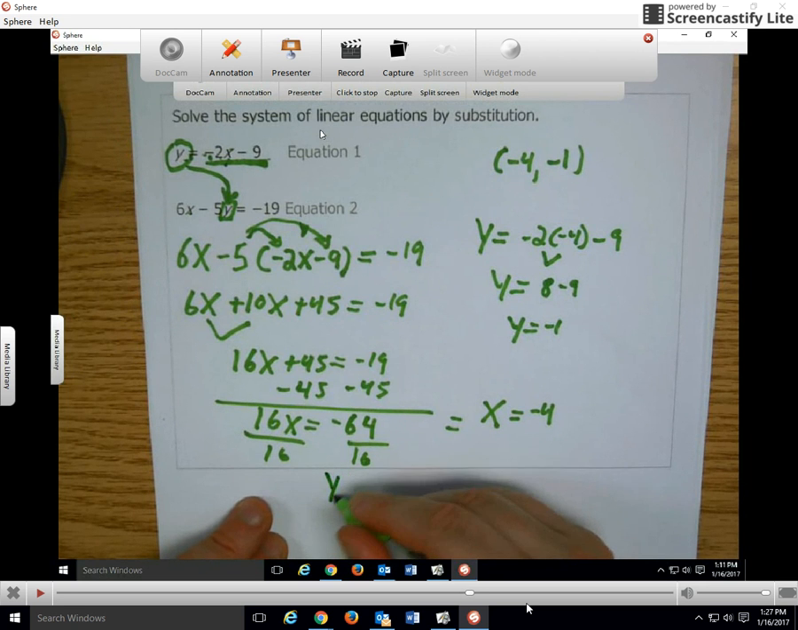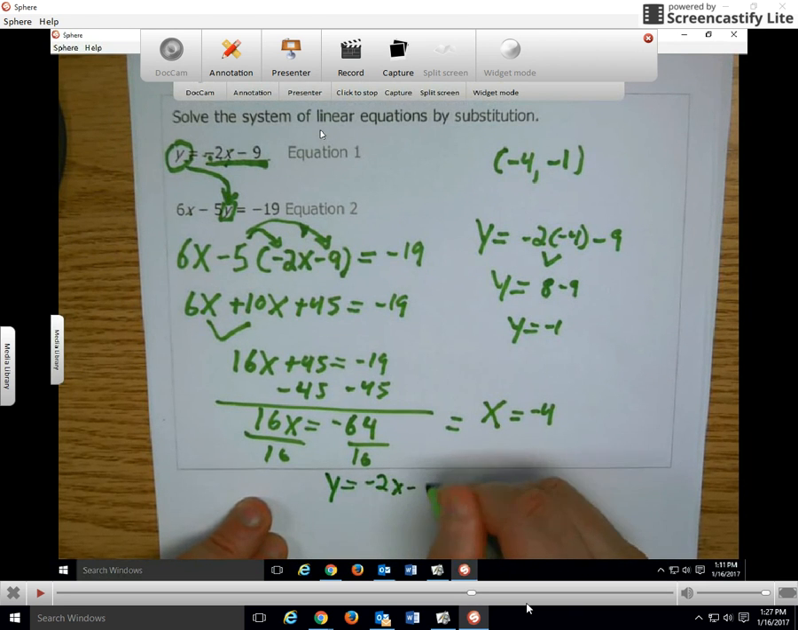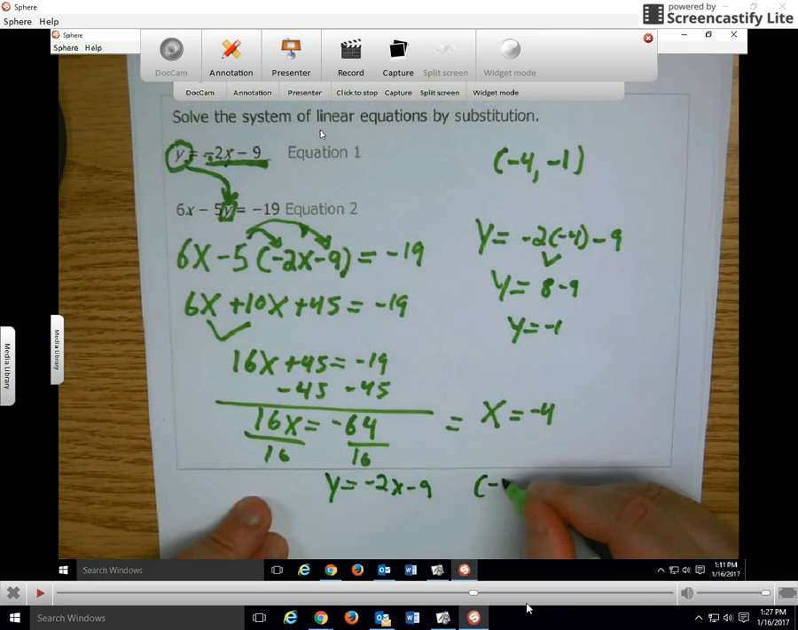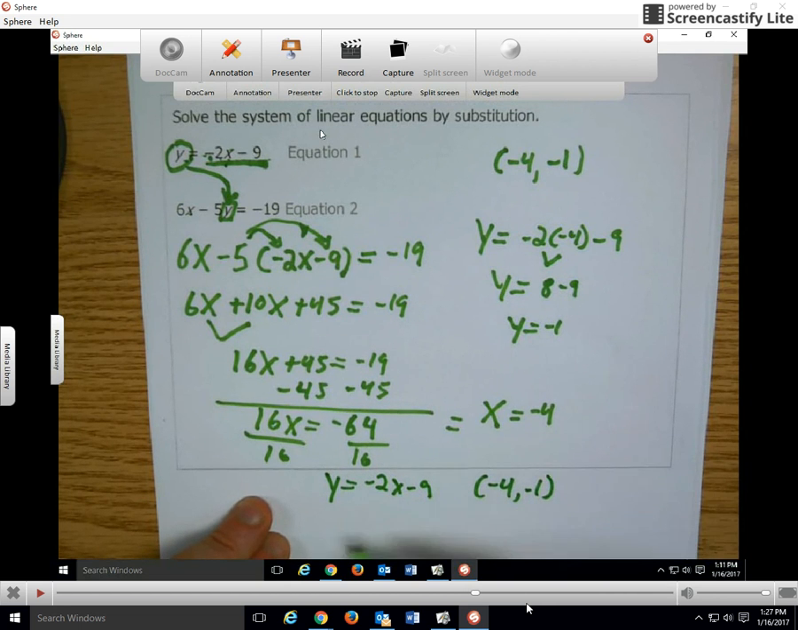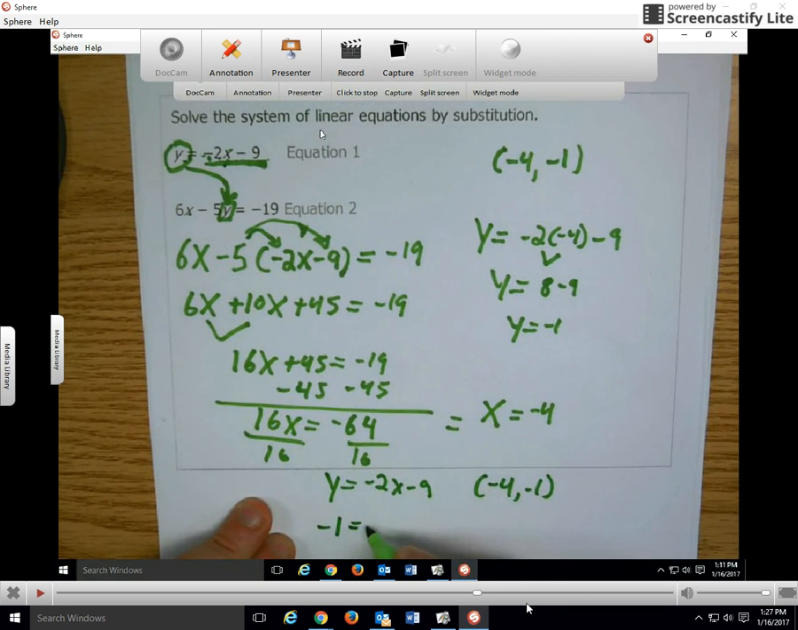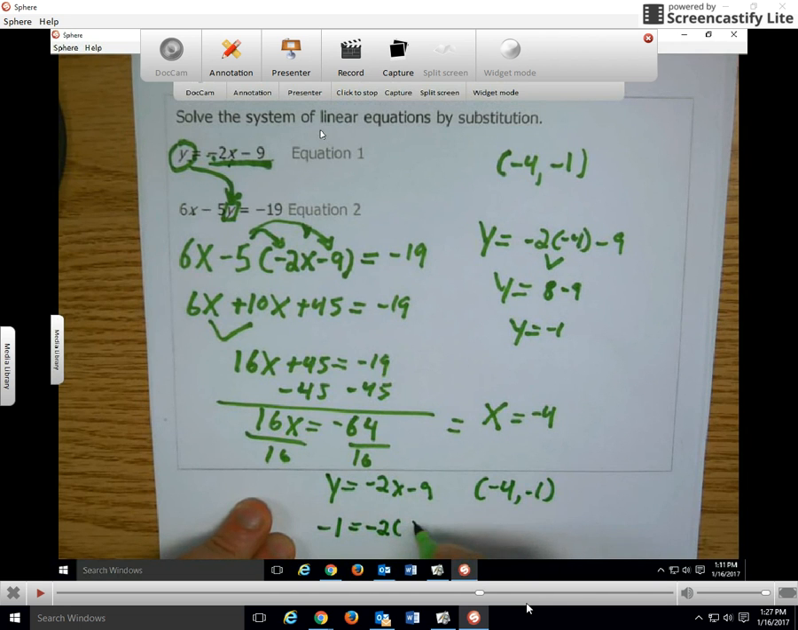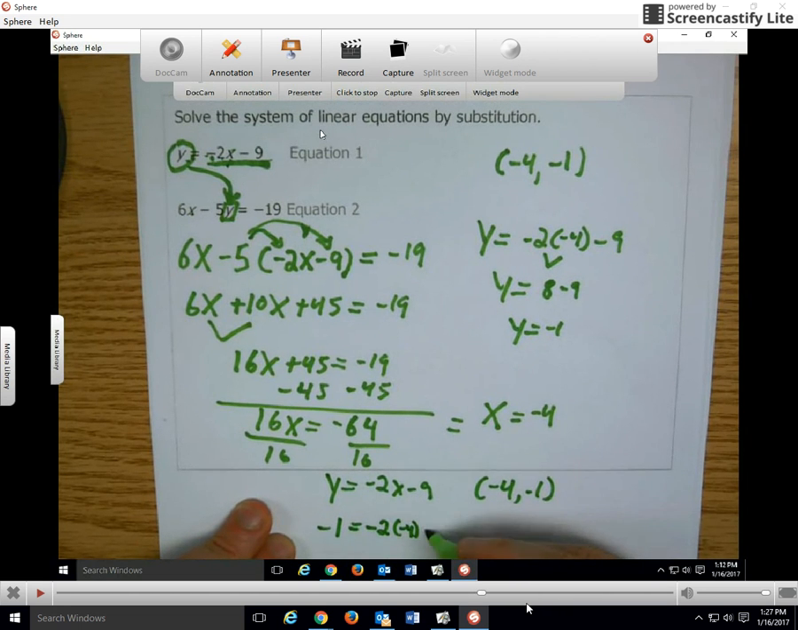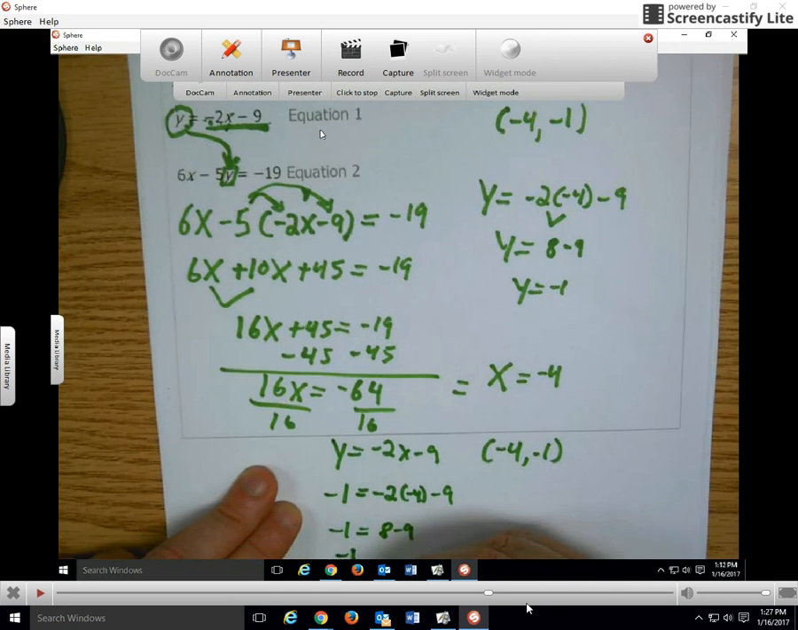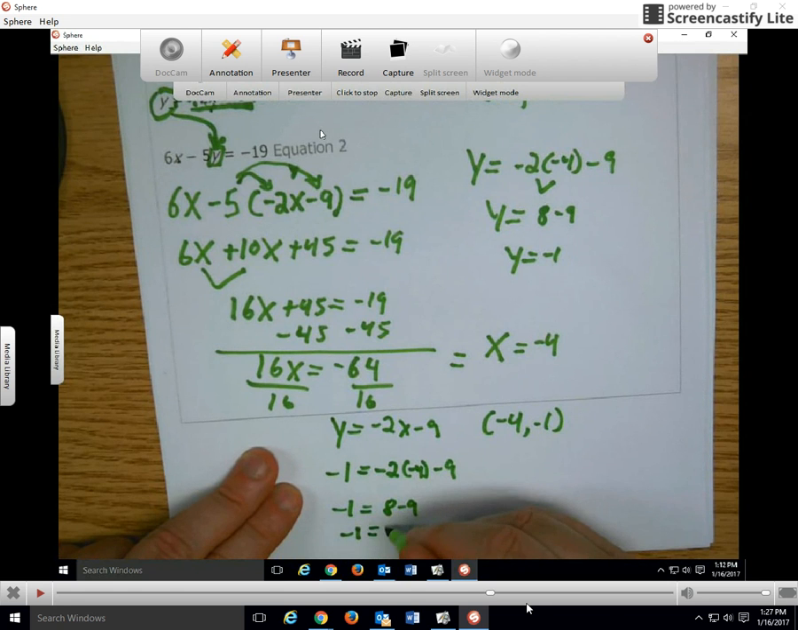So the original equation was y equals -2x minus 9. I'm going to substitute back in a -4 and a -1. It'll be -1 equals -2 times -4 minus 9. -1 equals 8 minus 9. -1, oops, sorry, equals -1. Oh, it worked out. It's true. So we know we got it right.